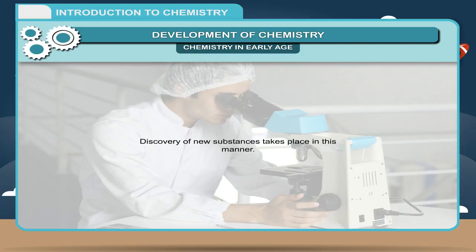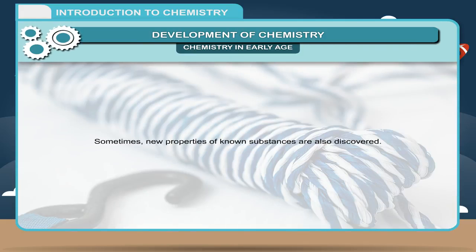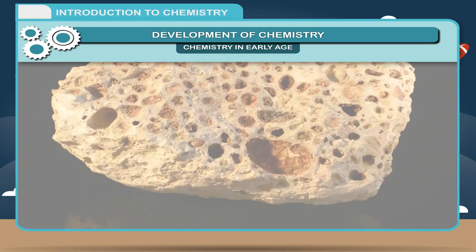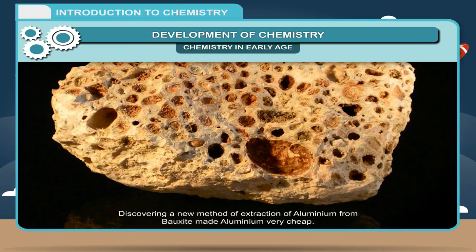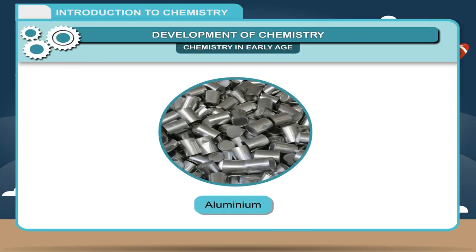Discovery of new substances takes place in this manner. Sometimes new properties of known substances are also discovered. Discovering a new method of extraction of aluminium from bauxite made aluminium very cheap. Earlier, due to the cost of its extraction, aluminium was very costly.